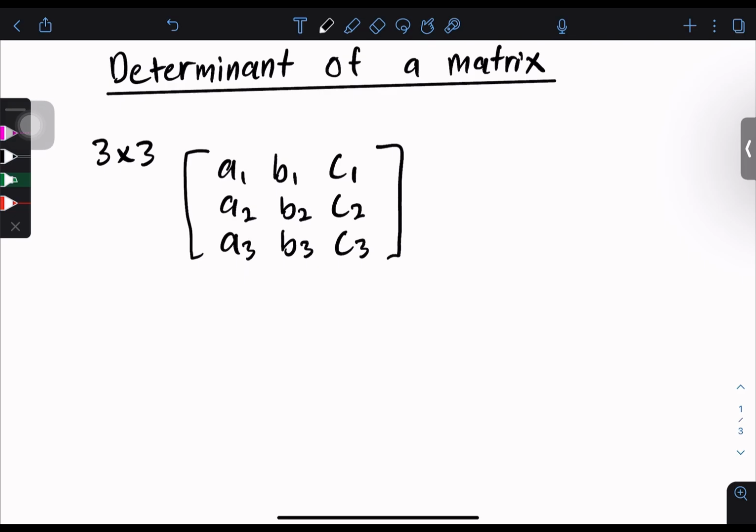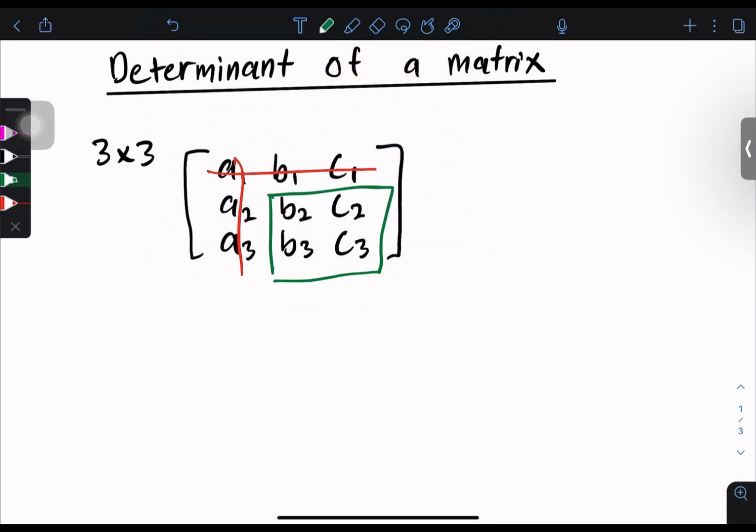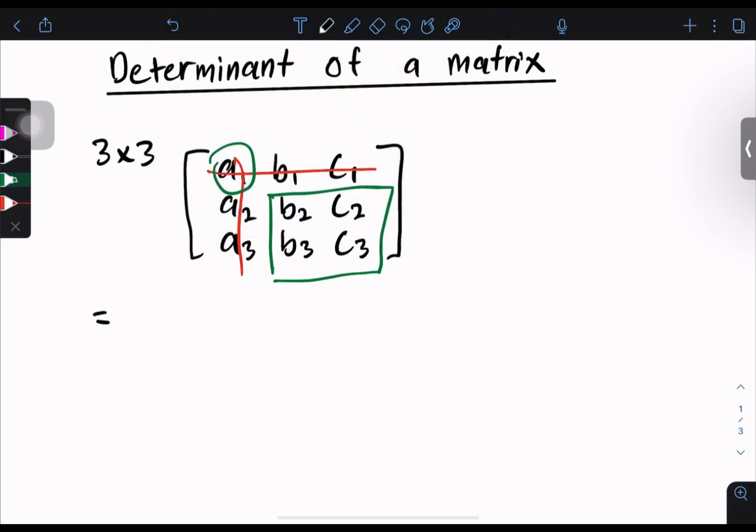Now let's move on to how to calculate a determinant of a 3 by 3 matrix. The first step is to eliminate the first row and the first column, and you have this 2 by 2 leftover matrix. For the first row you take A1, and you can write it as A1 times B2 C2 B3 C3, minus.